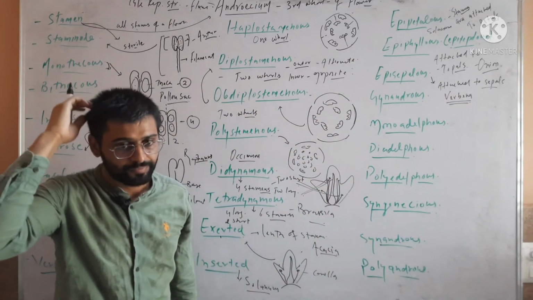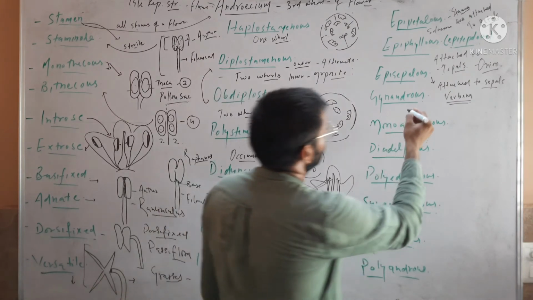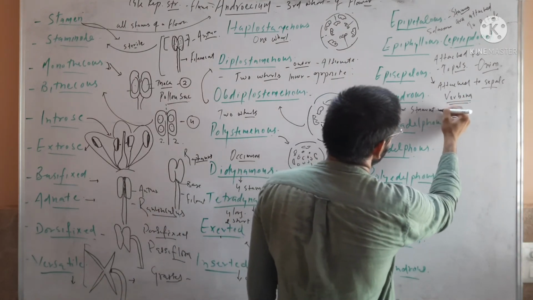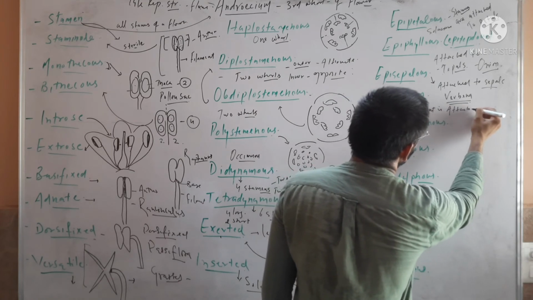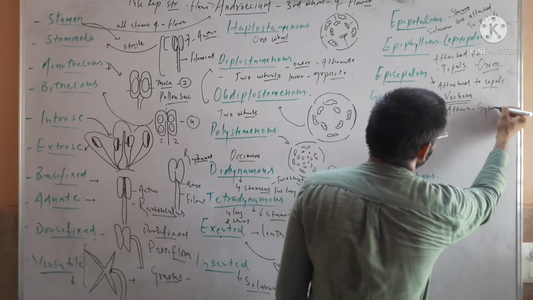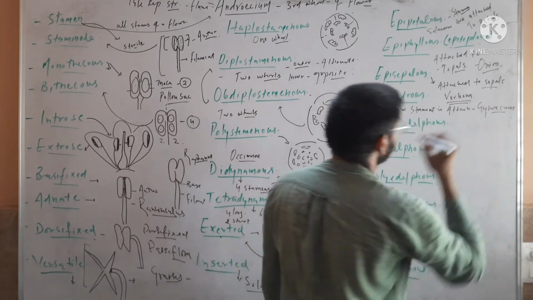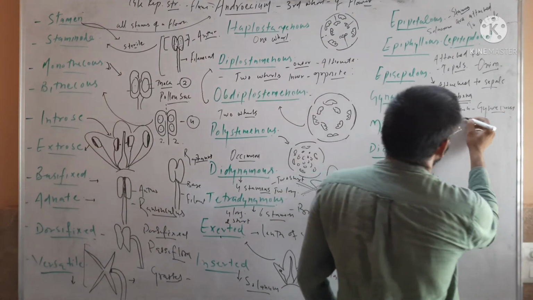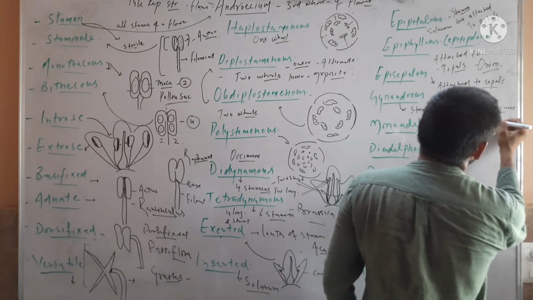Gynandrous. When stamens are attached to the gynoecium, then it is called gynandrous. For example, calotropis.